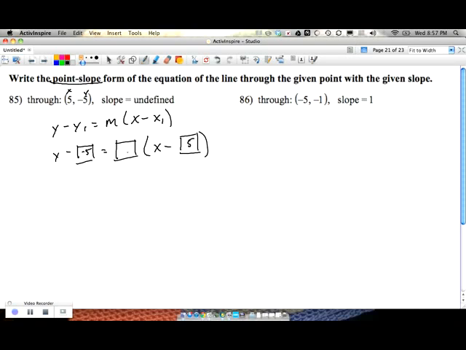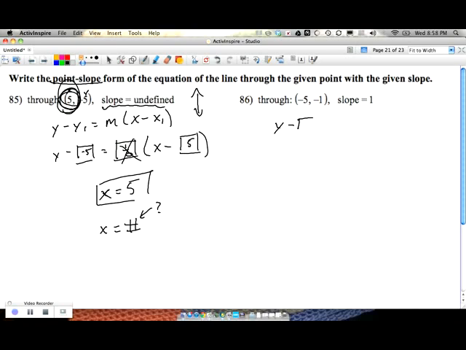Ooh, undefined. That's like something over 0. That's kind of weird. Well, if slope is undefined, that means we have a vertical line. And if we have a vertical line, that means that x equals something. And in this case, the x value is 5. It's kind of a different question. You don't see this one too often. But slope undefined is telling me that it's going to be x equals some number. And I just got to figure out what is that number. And in this case, it's 5. This next one is going to be a little more straightforward. Let's see if we can get it worked out correctly here.